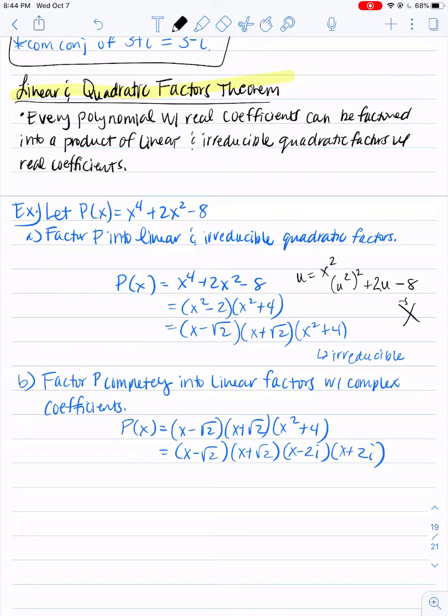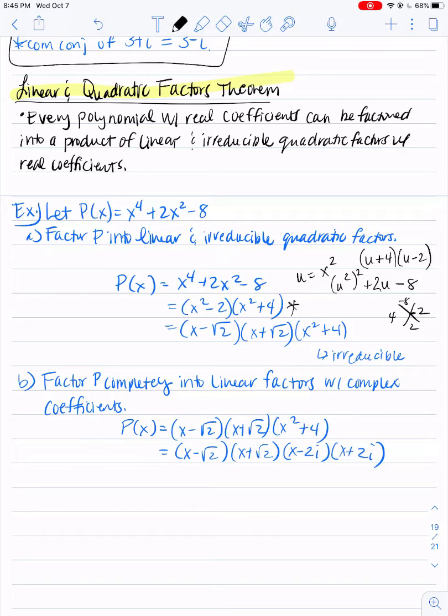So if I have negative 8 and 2, I get 4 times 2, but then I do 4 minus 2, because 4 times negative 2 is negative 8, and 4 minus 2 is 2. So essentially, I would have u plus 4 and u minus 2. But then I know my u is the x squared, so that's how I get that.